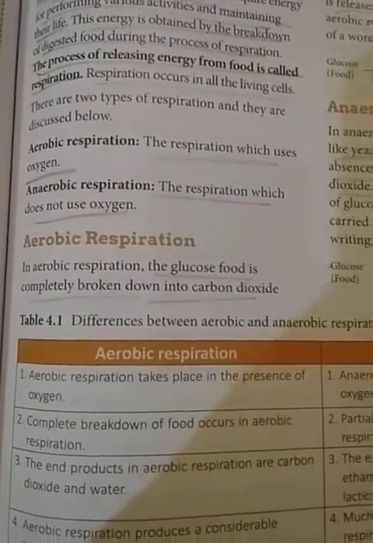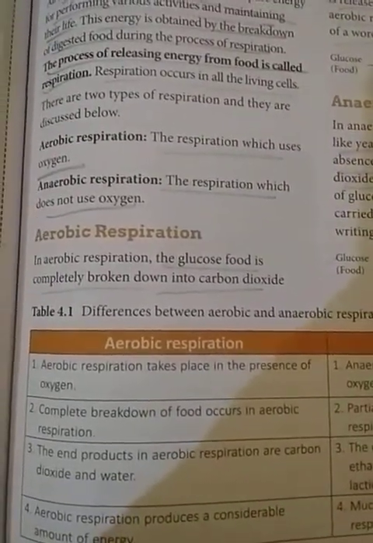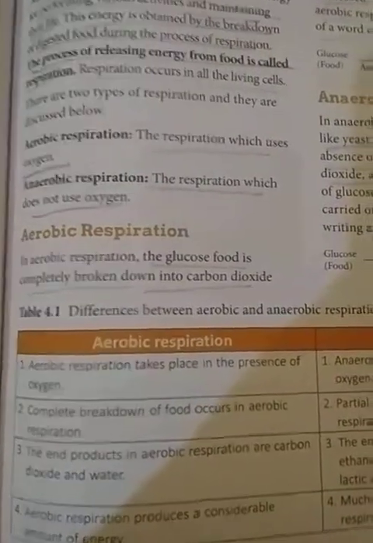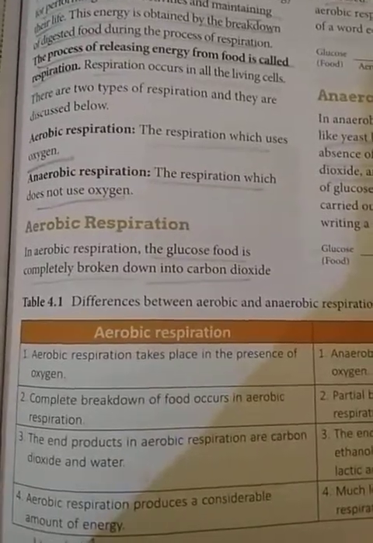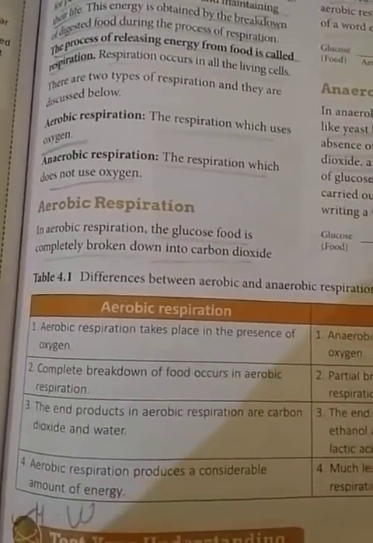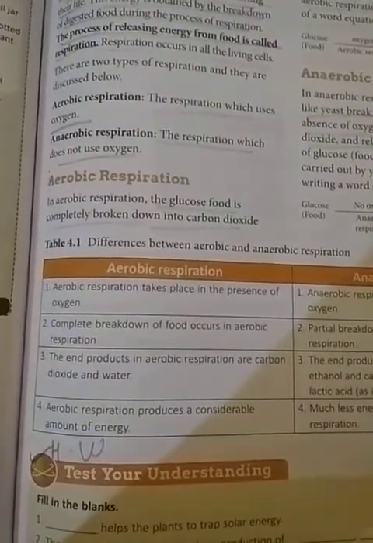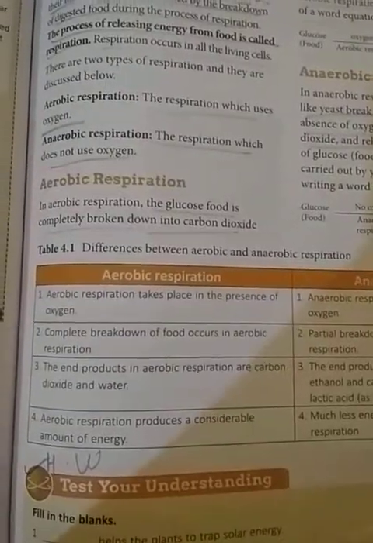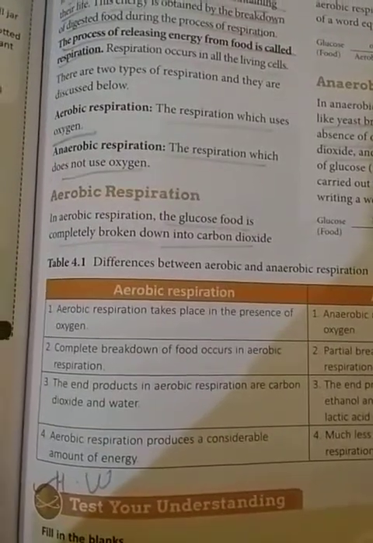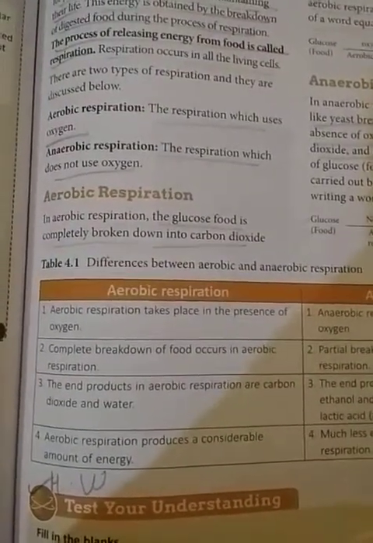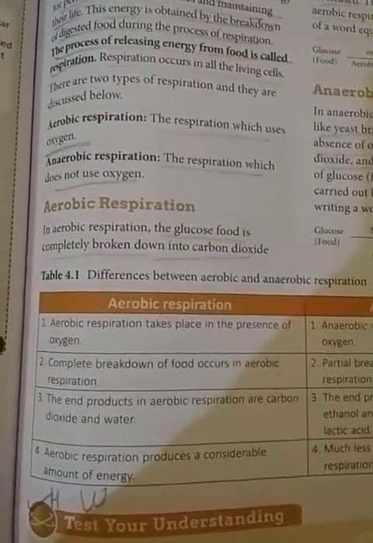There are two types of respiration, aerobic and anaerobic respiration. Respiration in which oxygen is utilized is called aerobic respiration, and anaerobic respiration is where oxygen is not used. Okay. Now aerobic respiration, what happens in aerobic respiration? Glucose is completely broken down in the presence of oxygen, and what is released? Carbon dioxide, water, and energy are released. So during aerobic respiration, the food is broken down in the presence of oxygen, and it is converted into carbon dioxide, water, and energy.